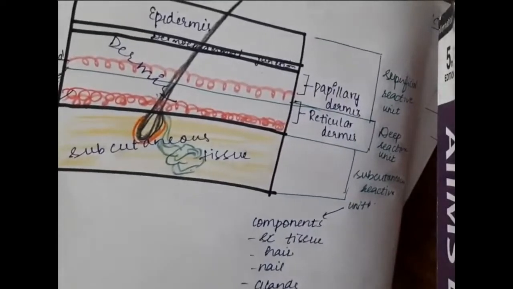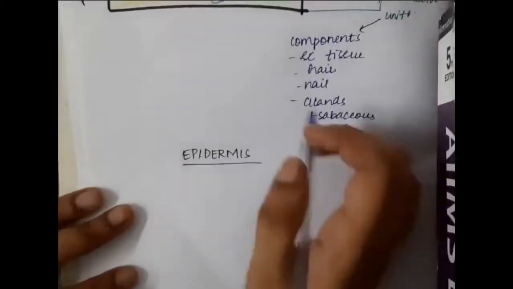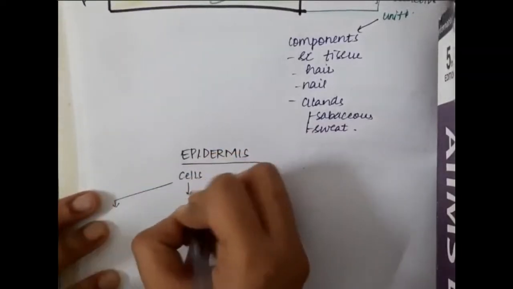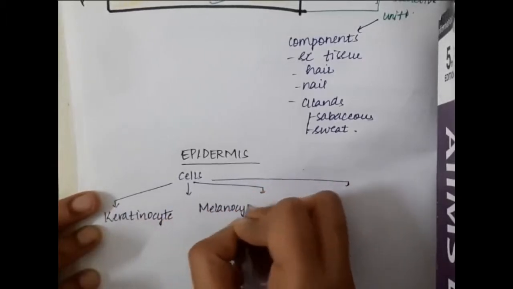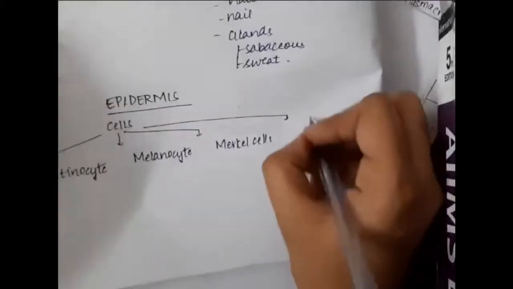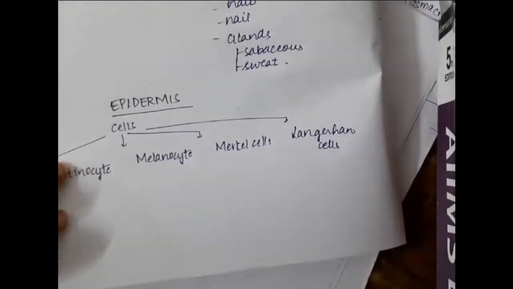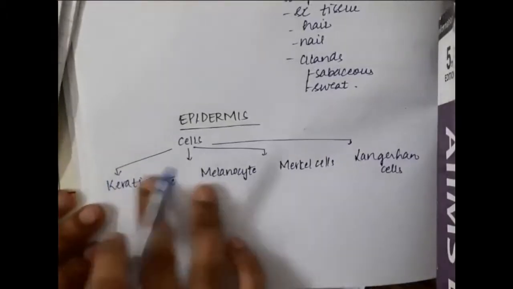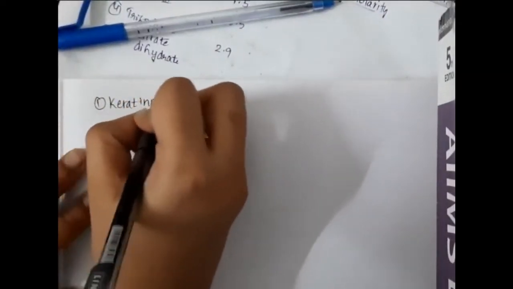Then we will learn about the first layer of the skin, the epidermis. In the epidermis we will learn about the cells present, which include keratinocytes. There are 4 types of cells: keratinocytes, which are most common, melanocytes, Merkel cells and Langerhans cells. Keratinocytes constitute around 85% of cells in the epidermis. Then we will learn about keratinocytes.